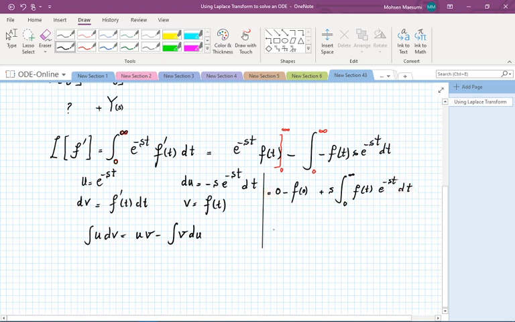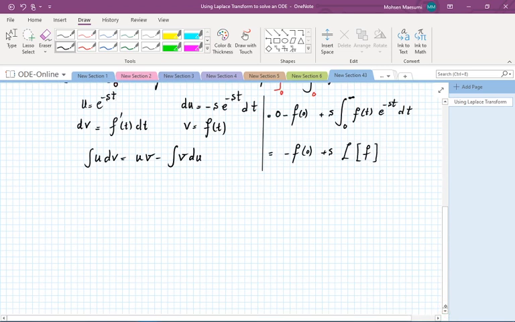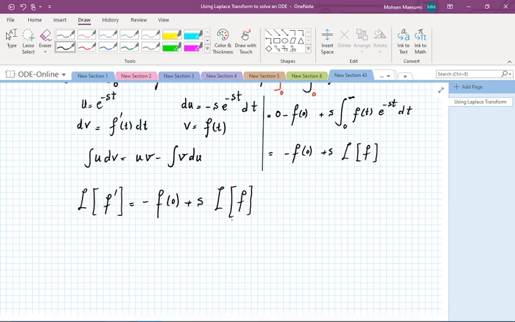So that expression is equal to this. Now simplify further. This is minus f of 0. This is plus s, and what is this one? Well, that's obviously just the Laplace transform of f itself. So we arrived at the very simple and very important formula, which is the Laplace transform of f prime is equal to minus f of 0 plus s times the Laplace transform of f itself. Okay, that's the magic formula that's going to make the Laplace transform useful in ODEs.